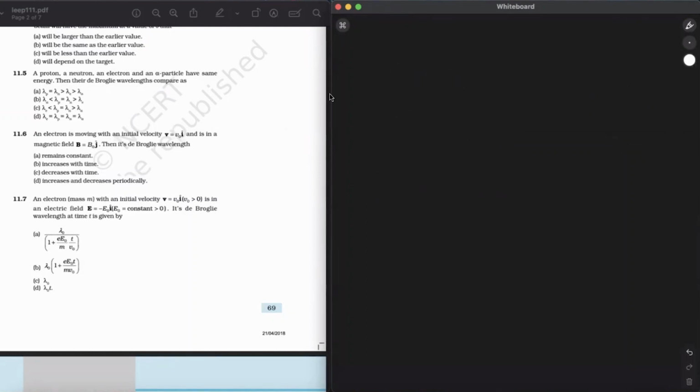Next up, we have question number 6. An electron is moving with an initial velocity v = v naught i cap, and is in a magnetic field B = B naught j cap.